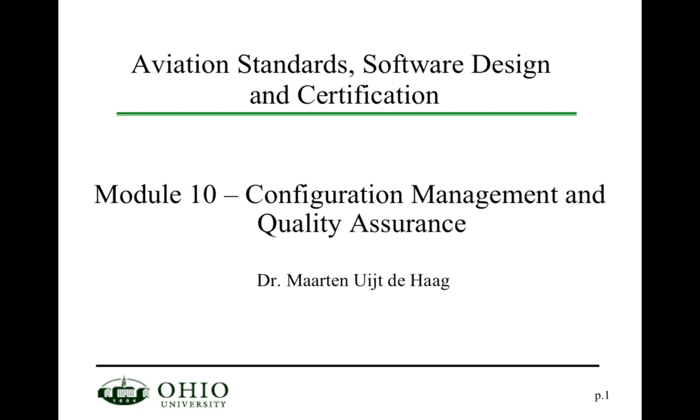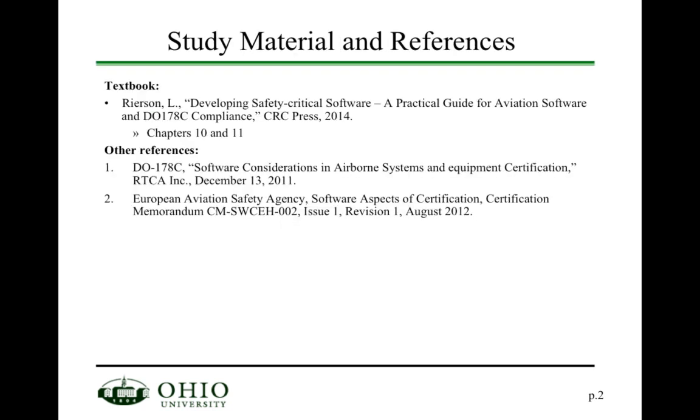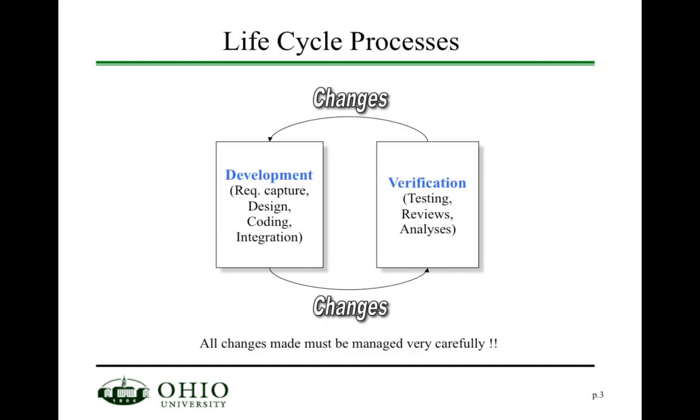Module 10, we're going to talk about configuration management, quality assurance. We've talked about the development of a software product via a set of requirements. And we started talking about the first of the integral processes, which is verification, in modules 8 and 9. Now in module 10, we're going to talk about two other integral processes, which are configuration management and quality assurance. Again, these cover chapters 10 and 11 respectively in our textbook.